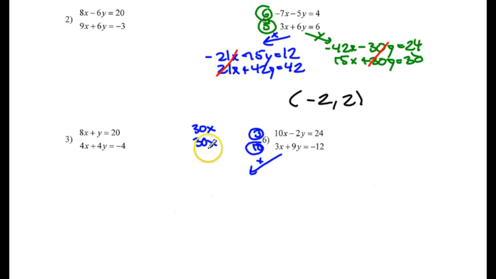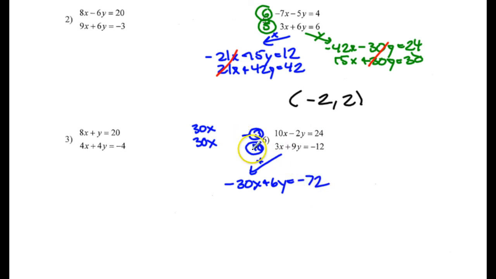I need one of these to be negative. It doesn't matter which one. So basically what that means is I need to make one of these negative. Doesn't matter. So when you do it on your own, just pick one. Here, I'll just make the 3 negative. So now when we multiply this out, negative 3 times 10 is negative 30x. Negative 3 times negative 2, positive 6y. Negative 3 times 24 is negative 72.